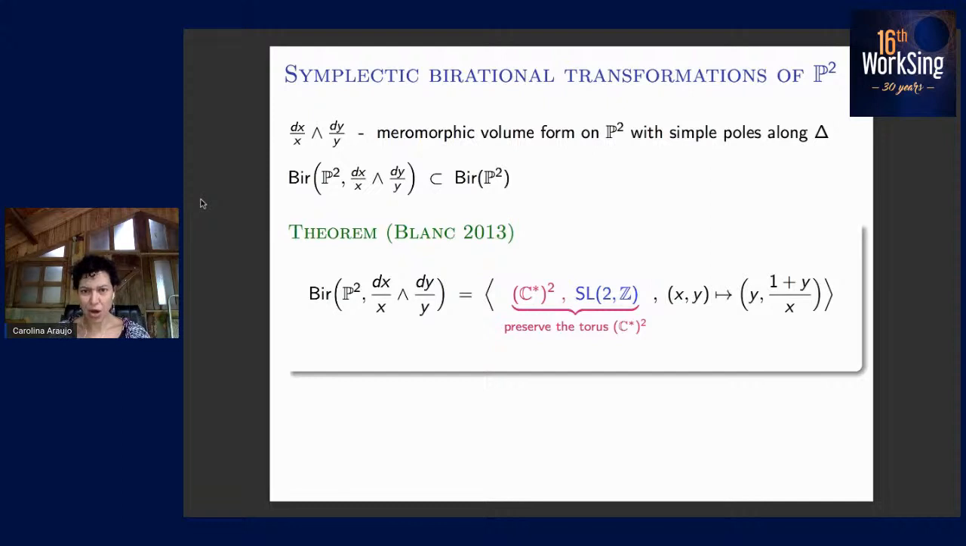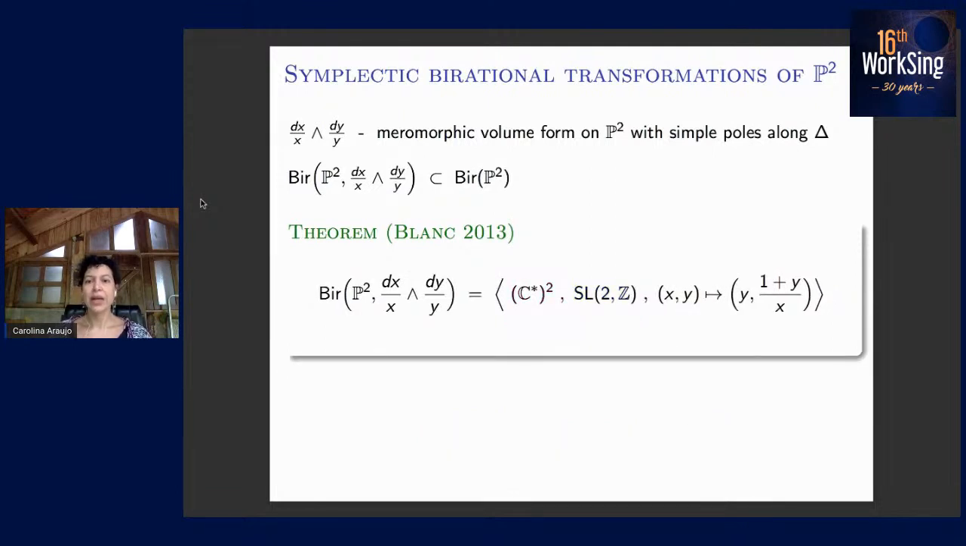Let me just describe the action of SL2Z as a Cremona transformation. This is given by the monomial transformations in this way. This first part is the part that preserves the torus, and it's somewhat well understood. Then there is one more generator, which is this Cremona transformation that I write on the right that has order 5. And it's actually very interesting. This Cremona transformation appears in many different places, and it is the generator that you need, together with the torus invariant part, to generate this group. Let me say that Blanc also obtained some of the relations among the generators, but not all the relations are known.